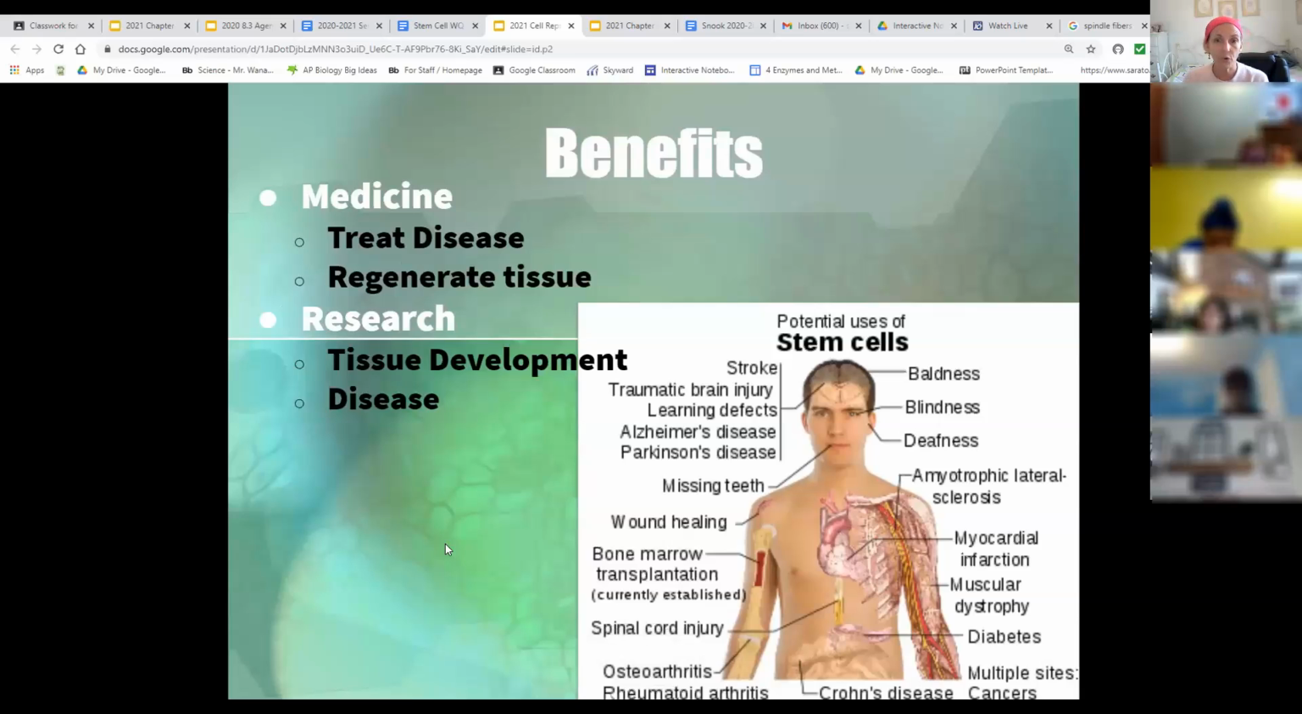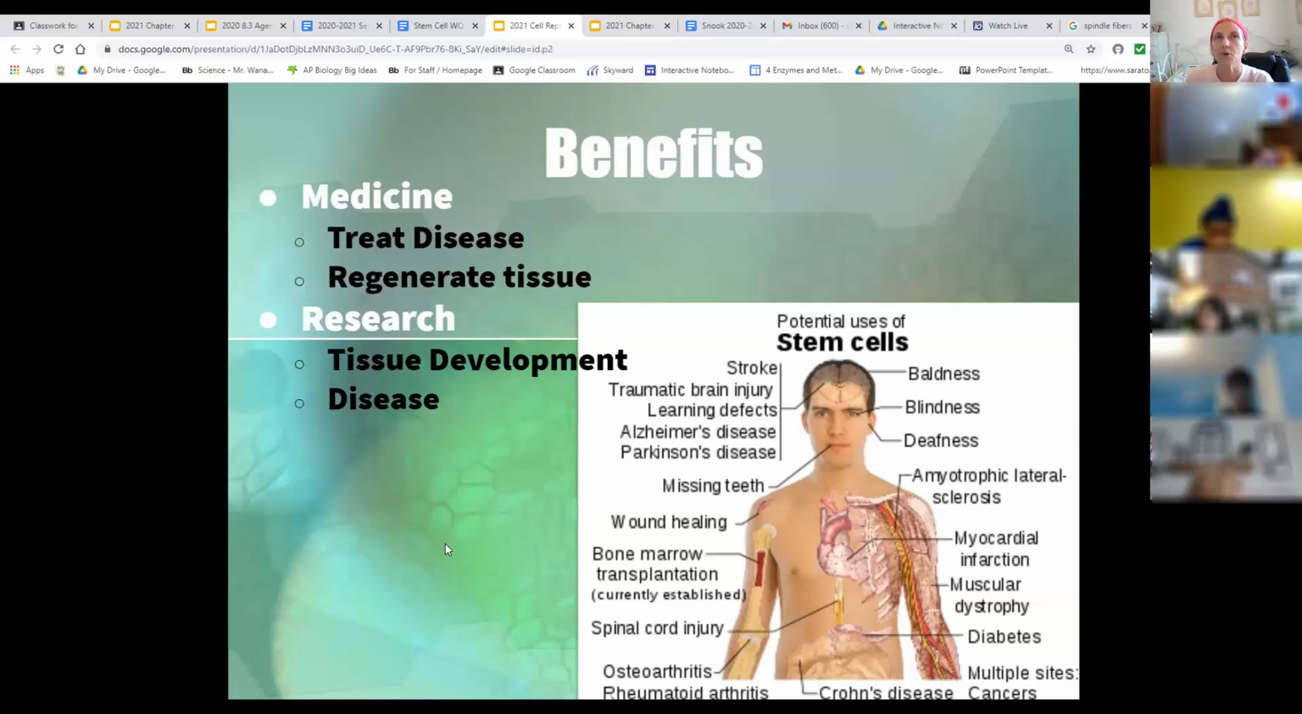What are they used for? As we saw in that very short video, they can be used to treat disease. Like if you have diabetes, your pancreatic cells don't make the cells that you need to make insulin. You can use stem cells to recreate those cells so that person can make insulin. Regenerate tissue, like I discussed in my knee surgery example.